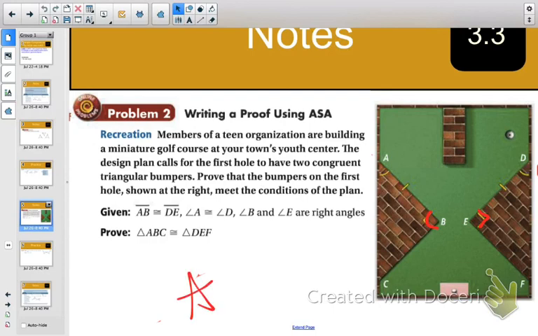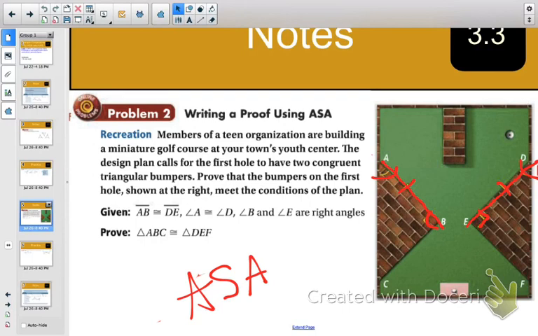So angle. And then we have the side here and the side here because they have the mark on it, right there and right there. So the side is congruent. And then also this angle right here, angle A and angle D are congruent. So angle side angle shows us that these two triangles are indeed congruent.